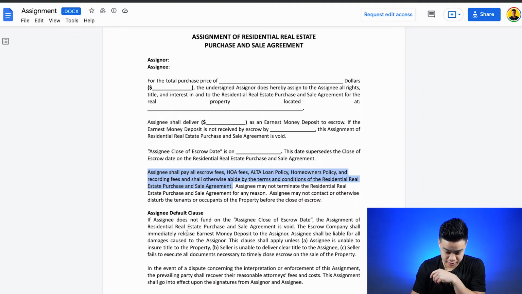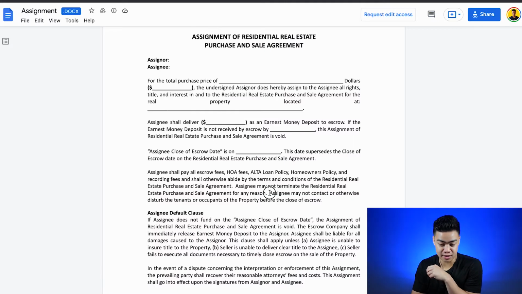So they're gonna be taking over all the different fees that they have to pay that was agreed upon in the first purchase agreement. So that's what that's saying. Next thing, assignee may not terminate the residential real estate purchase and sale agreement for any reason. This is very good to have in your contract because it's saying that the end buyer cannot terminate the first and the original purchase agreement because they are simply taking over the contract. Doesn't mean that they can terminate the contract on their own doing.